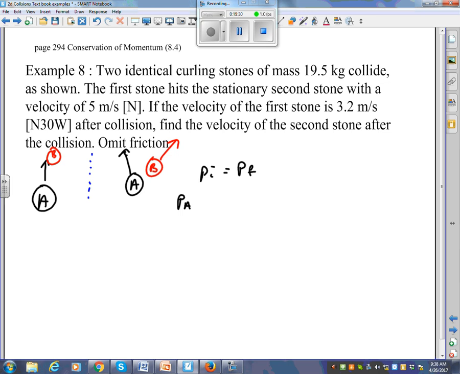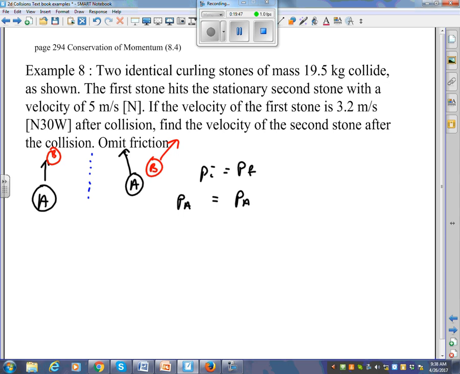And the final momentum is made up of rock A and B. Should I use final or should I use prime? Do you guys care? Doesn't matter? You're good? Just change it up. I'll use final here.